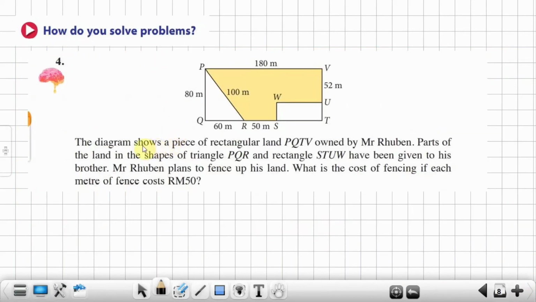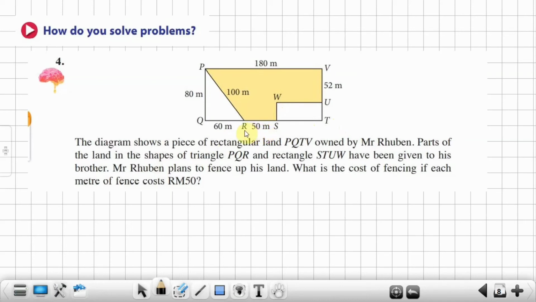Okay, let's solve this problem. The diagram shows a piece of rectangular land PQTV owned by Mr. Ruben. Parts of the land in the shapes of triangle PQR and rectangle STUW have been given to his brother. Mr. Ruben plans to fence up his land. What is the cost of fencing if each meter of fence costs RM50?